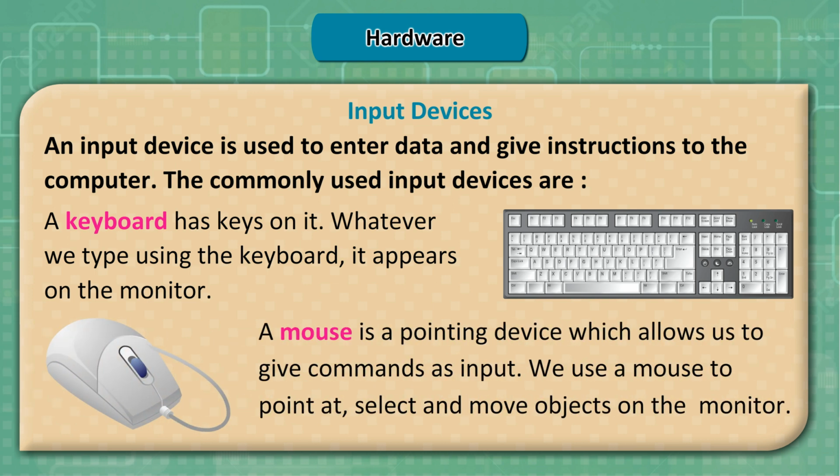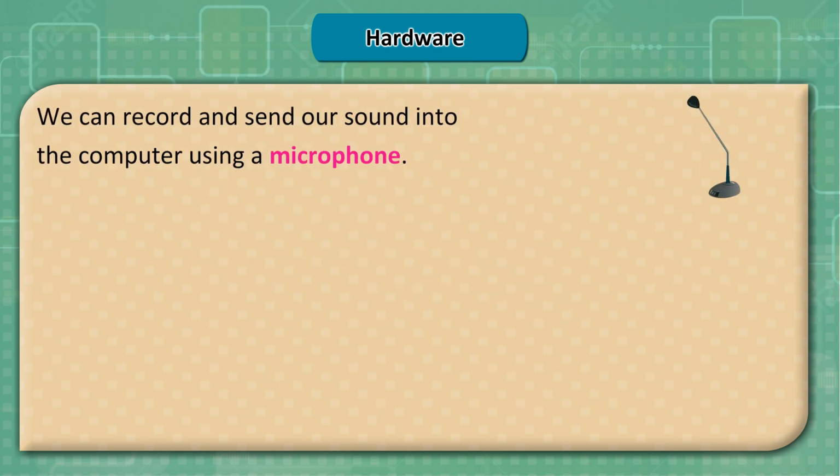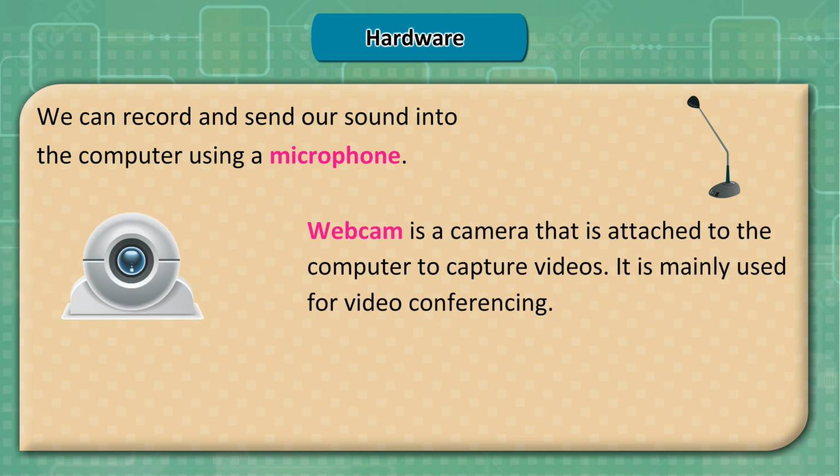A mouse is a pointing device which allows us to give commands as input. We use a mouse to point at, select, and move objects on the monitor. We can record and send our sound into the computer using a microphone. Webcam is a camera that is attached to the computer to capture videos. It is mainly used for video conferencing.